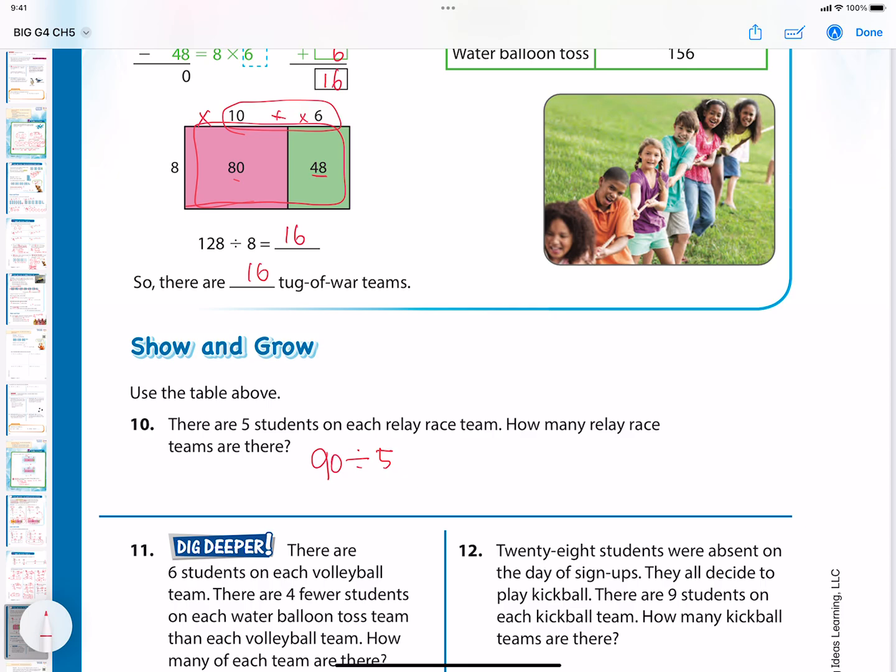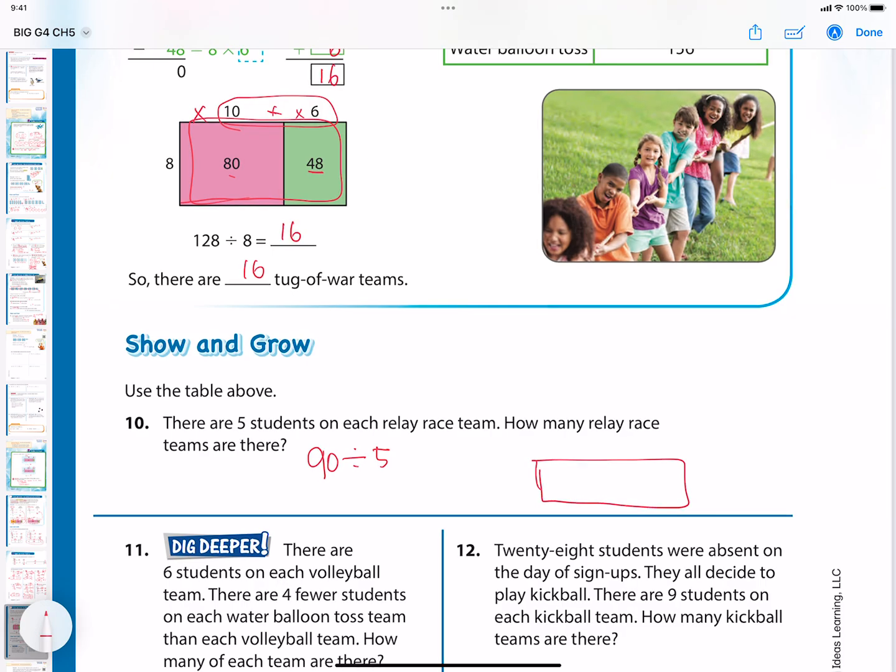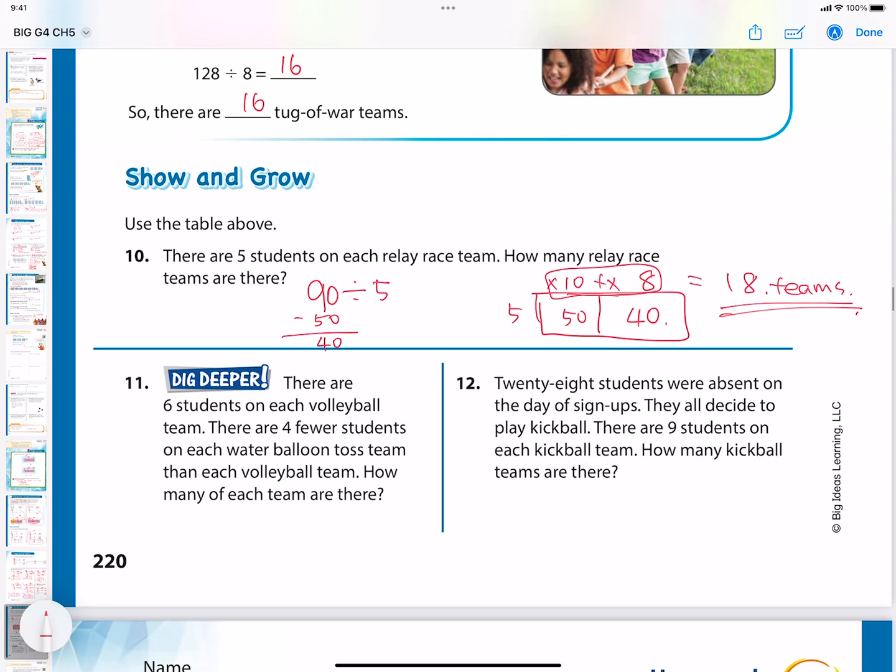Okay, now let's find out. I'm going to split this into this area model. I'm going to use 5 times. Since I know 5 times 10 is 50, take away 50. What is it? Yes, 40 is left over. So 5 times what is going to make 40? 8. So these are partial quotients. Now let's add them together, which is 18 teams. It was easy, right? All right, let's move on to number 11.